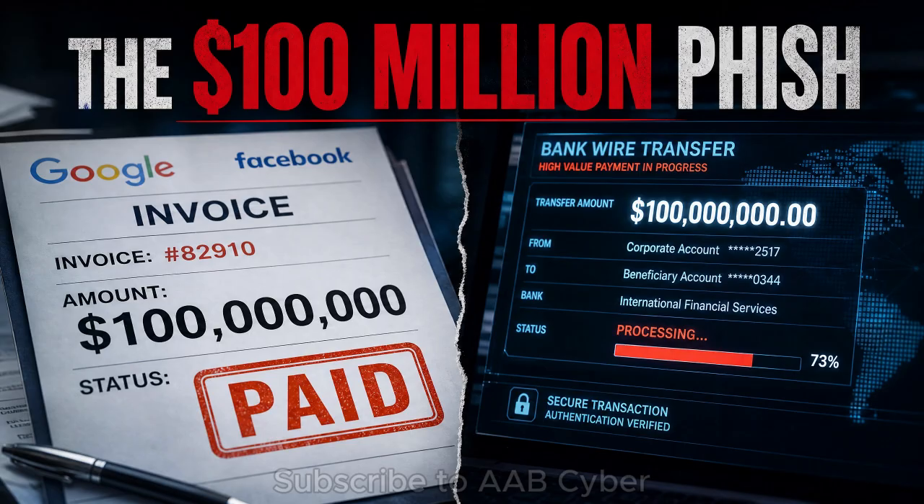The defense here is simple but easy to skip under pressure. Verify unexpected requests, especially ones involving money or credentials, through a separate, already known channel, rather than by replying to the email itself. And enable multi-factor authentication, so a stolen password alone isn't enough to get an attacker in.